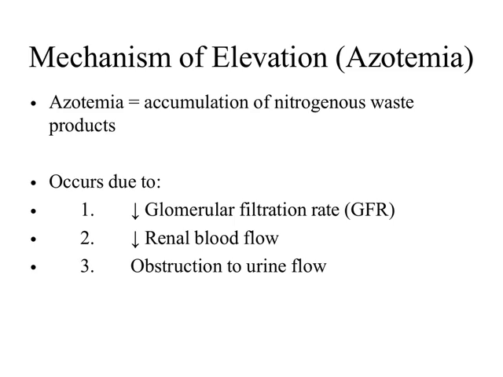Mechanism of elevation. When both urea and creatinine are elevated, the condition is known as azotemia. Azotemia is defined as the accumulation of nitrogenous waste products in the blood. This occurs due to decreased glomerular filtration rate, decreased renal blood flow, or obstruction to urine outflow. If not treated, azotemia can progress to uremia, which is a clinical syndrome with systemic symptoms.